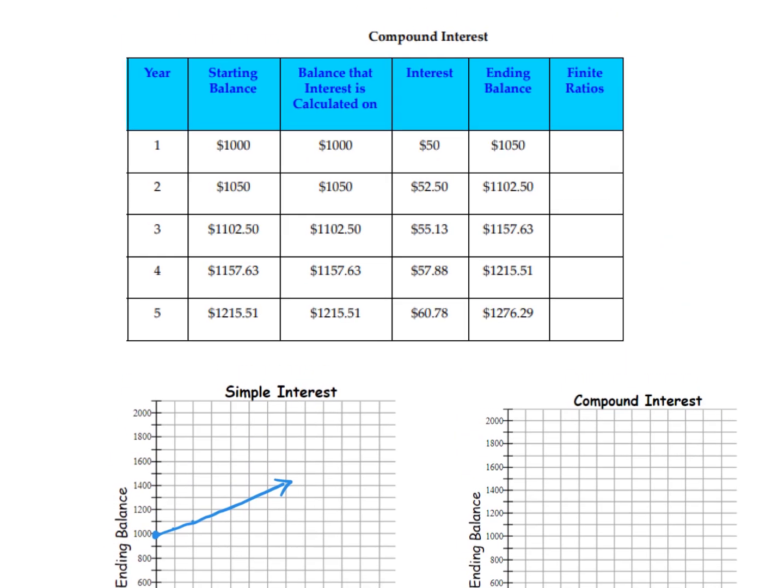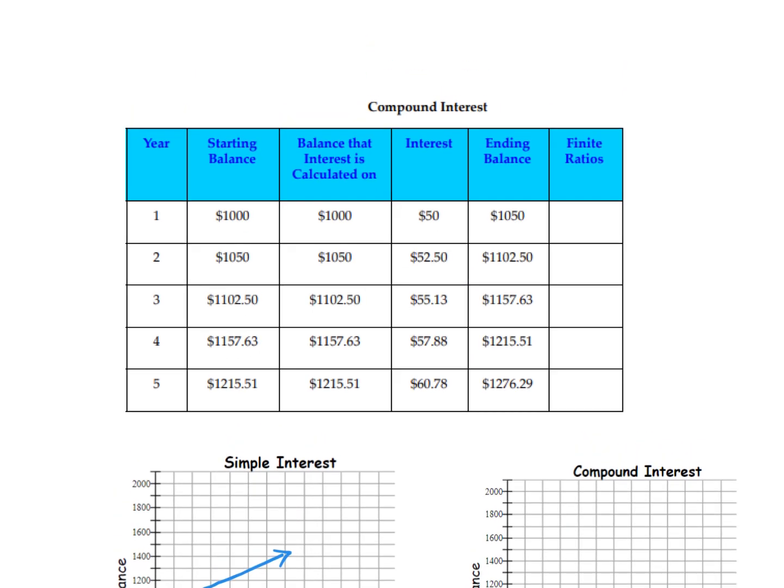With compound interest, we are starting with the same amount, $1,000, at 5% per year. Sometimes you would see that referred to as per annum. So per annum means each year. So we're starting off with $1,000. The first year we're getting $50. We're at 1,050. So the starting balance on the second year is 1,050.